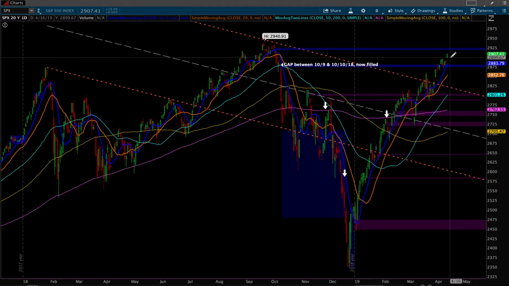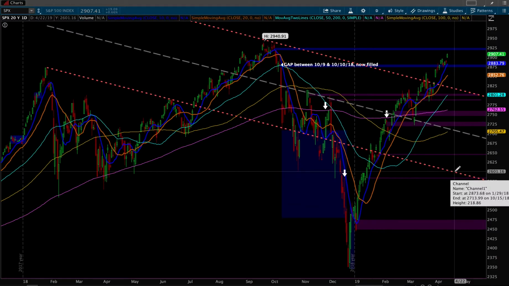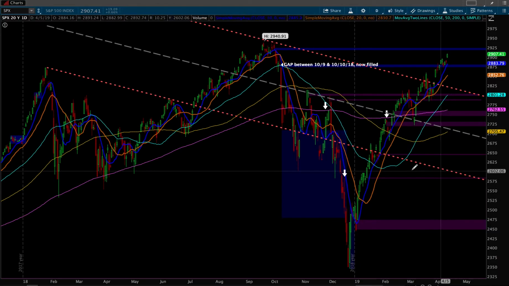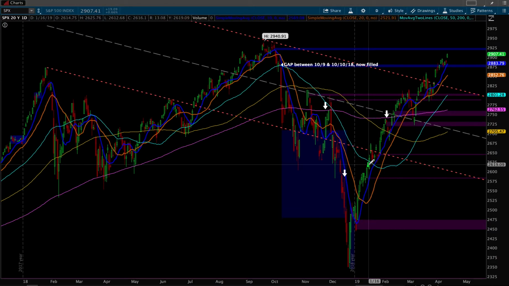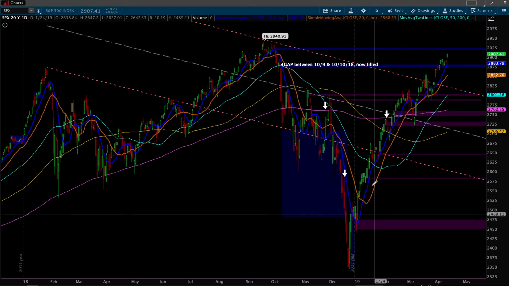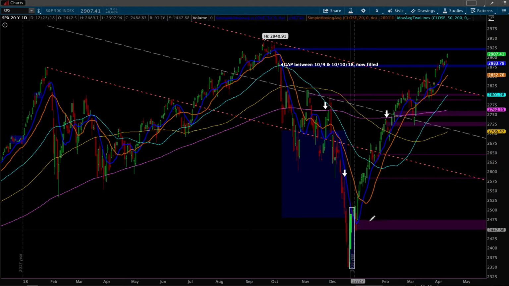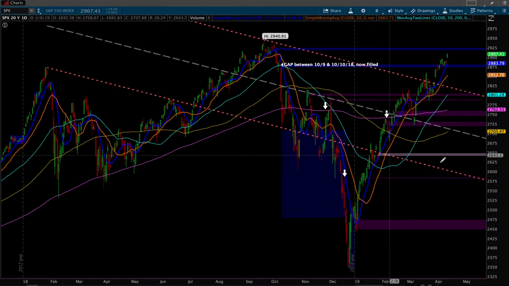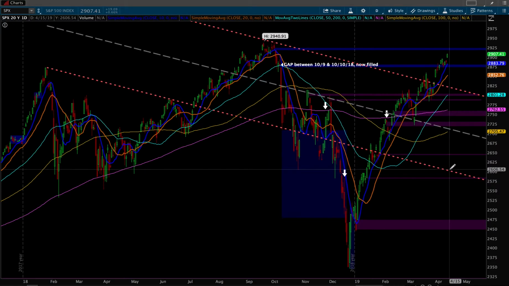Even if we did something as hair-raising as come all the way down here and test the bottom of this channel, you can see that all we would be doing is testing this first leg up from the rally as we came into the year. So even that isn't that bearish.